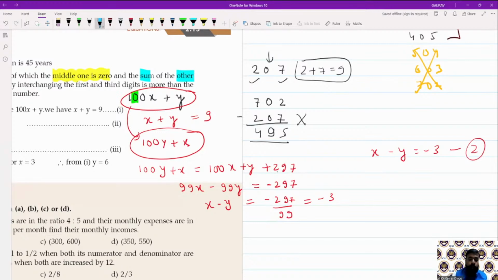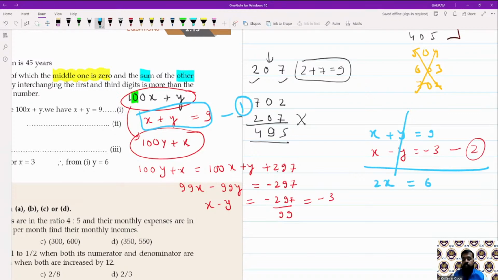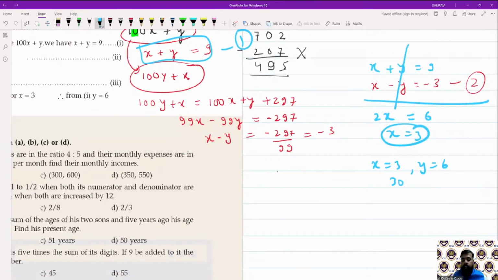And what was the first equation? That sum of these two is 9. So x plus y is equal to 9. So now we can cancel the y. So it is 2x equal to 6. X will be 3. So if x is 3, what will be y? So if x is 3, of course, y will be 6 because sum of x and y is 9. So therefore, the number will be 306. 306. So you can solve using the equations or using the direct option method.